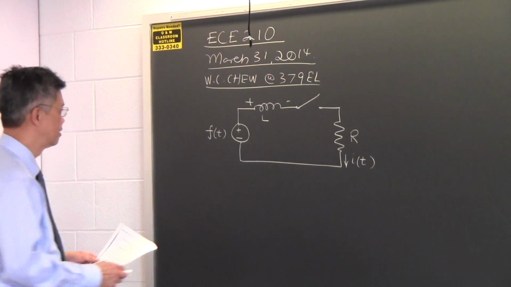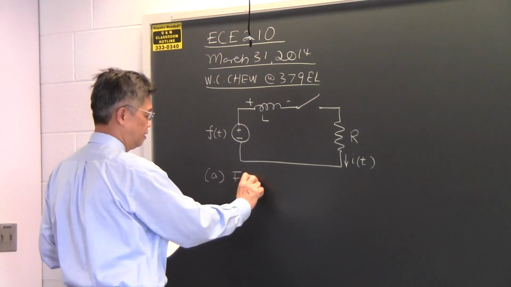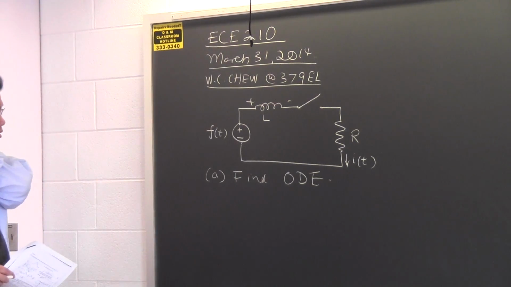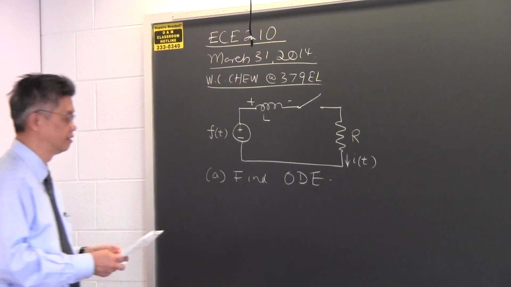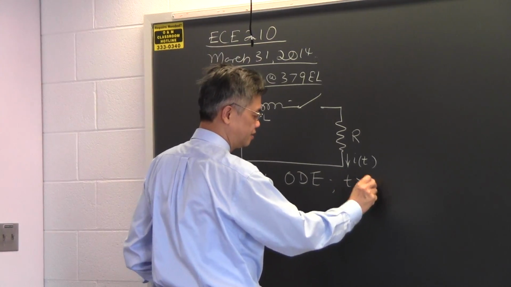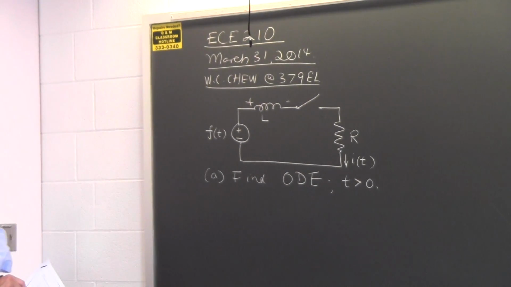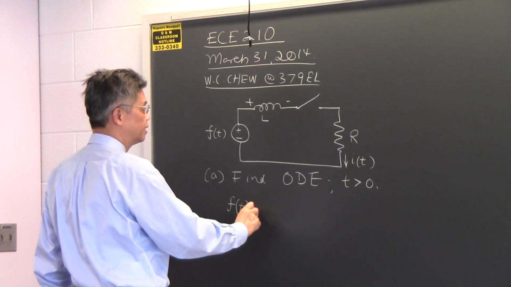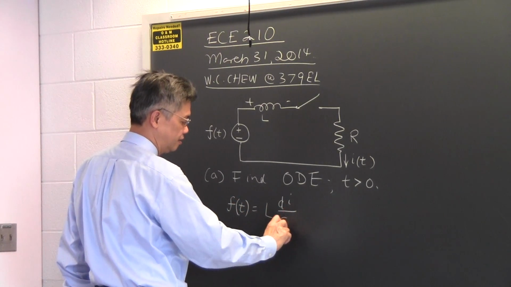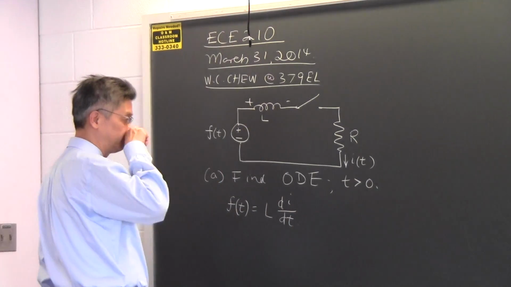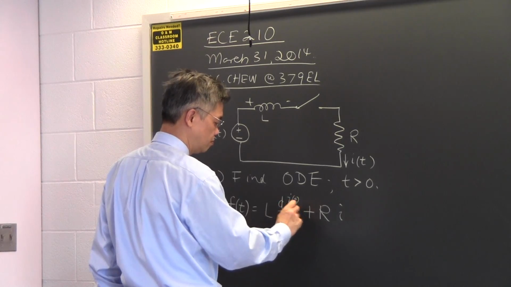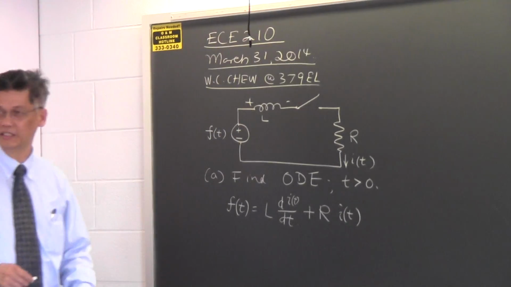Okay, part A is to find the ordinary differential equation for this circuit. If you switch the thing on, for t larger than 0, you just have to invoke Kirchhoff's voltage law. F(t) must be L di/dt, which is the voltage drop across the inductor, plus Ri. So this is the ODE just in one line.